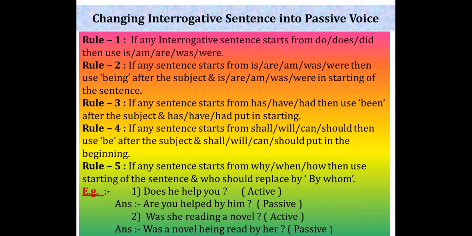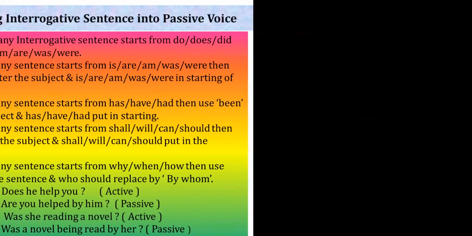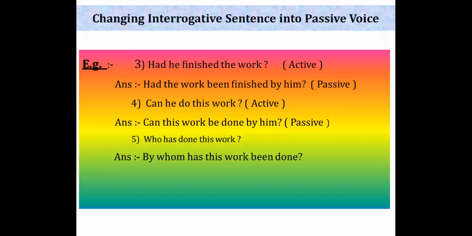Example we have seen: Does he help you? Are you helped by him? Was she reading a novel? Was a novel being read by her? Had he finished the work? Had the work been finished by him? Can he do this work? Can this work be done by him? Who has done this work? By whom has this work been done?